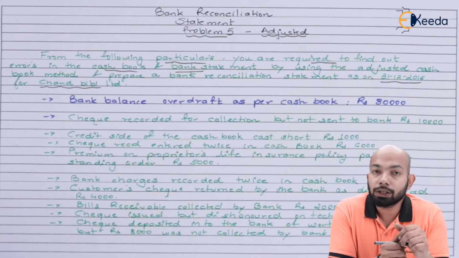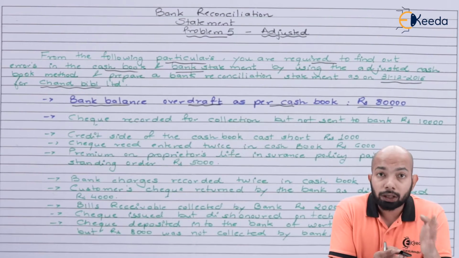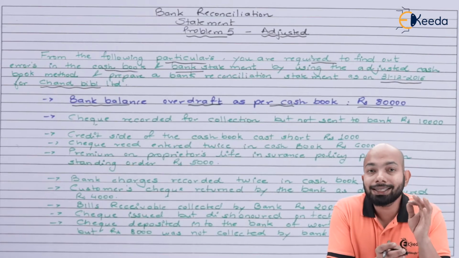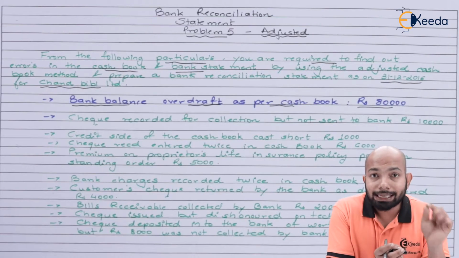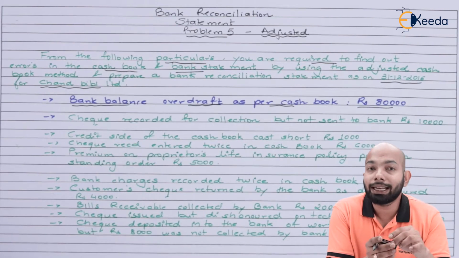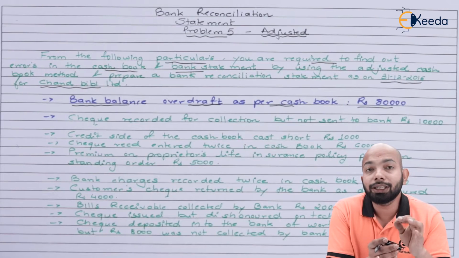Now, let's read out the first adjustment. The bank balance, that is overdraft balance, as per cash book has been mentioned as rupees 80,000. So that is the start point. And as this is an overdraft cash book balance, that means it will be noted down in negative, or rather we'll mention that under bracket.